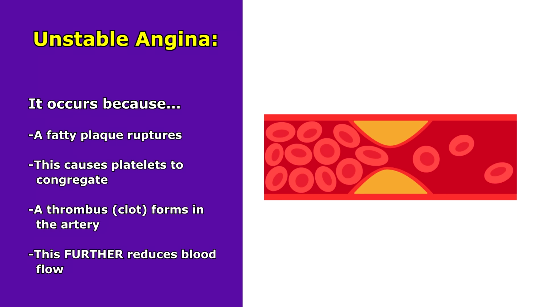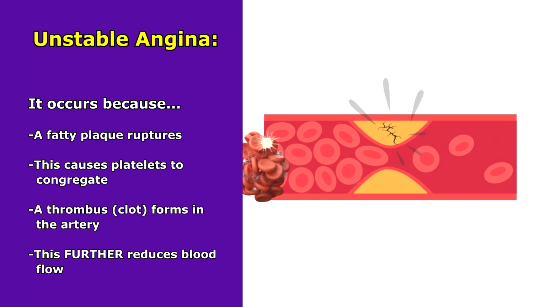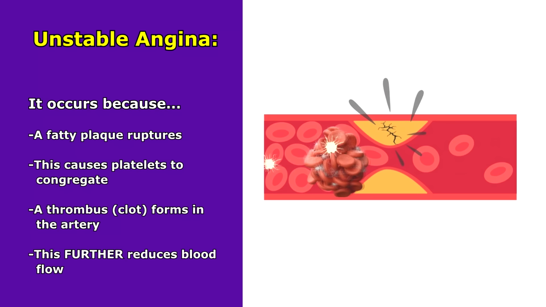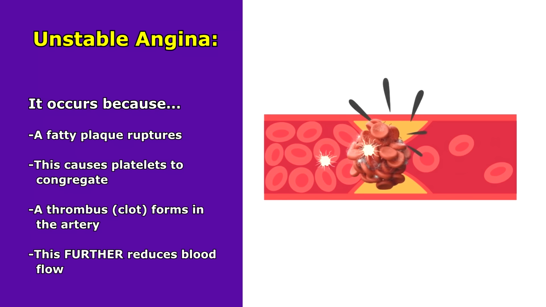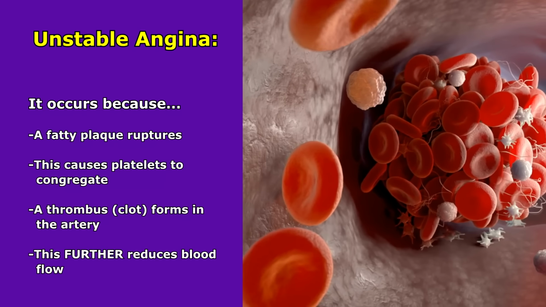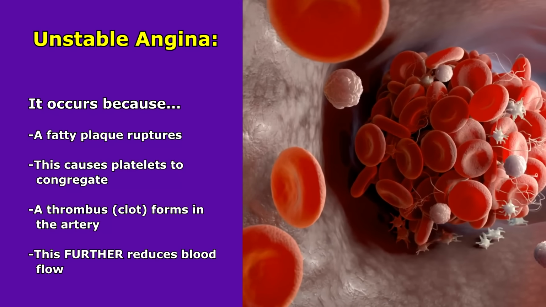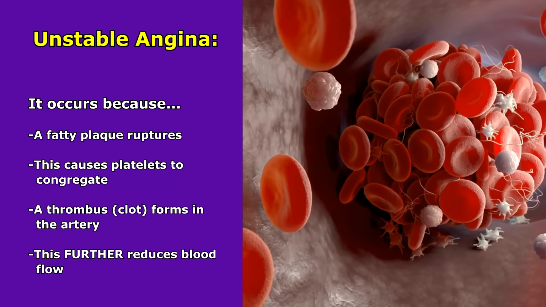So whenever a fatty plaque ruptures, it sets off a chain of events. We get some platelets going to that site. They think they're helping out, but instead they're actually making it worse because this little vessel is small. And they're going to get there, and then we're going to get the formation of a thrombus. And thrombus is a fancy word for clot.